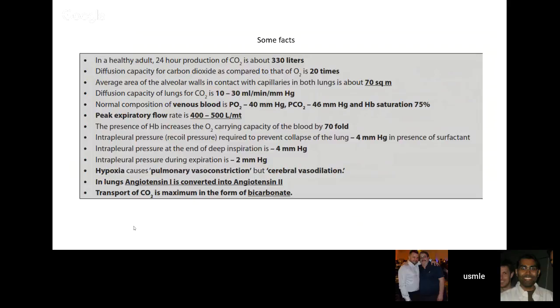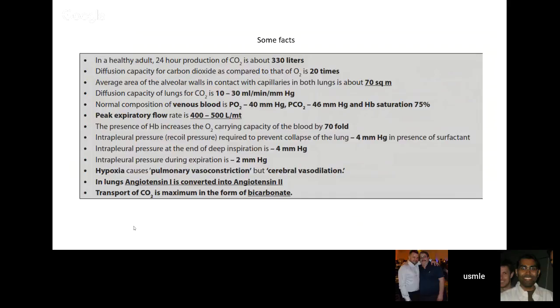So, normal composition in venous blood. This one you need to know absolutely, for the pH of venous blood. Venous, not arterial blood, but venous blood. PO2 is going to be 40, and PCO2 is going to be 46. And remember, the PCO2 is a value that you're going to find either in artery or in vein, although in artery it's going to be around 40, but in vein it's going to be 46. And the saturation of hemoglobin is going to be 75%. This one as well is a value that you need to keep in mind.